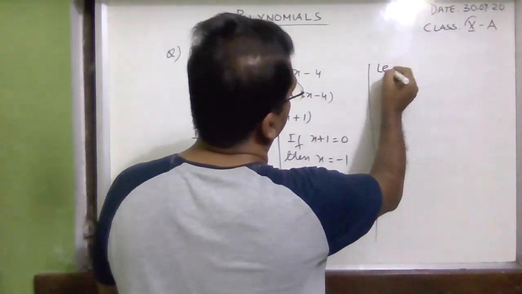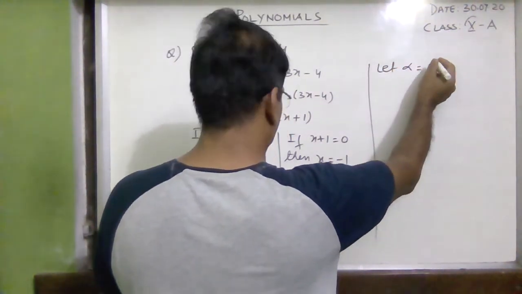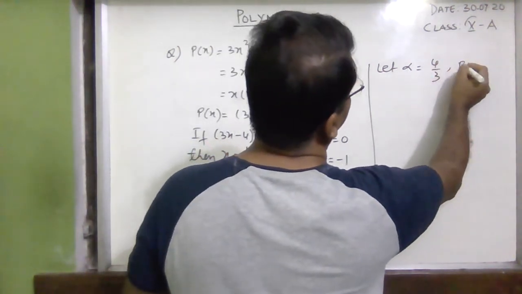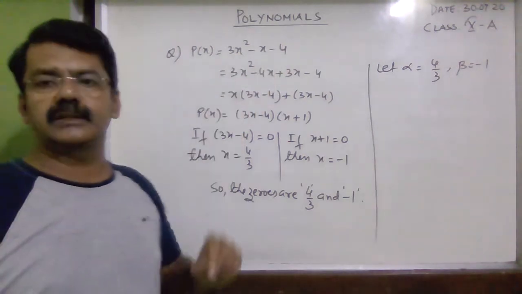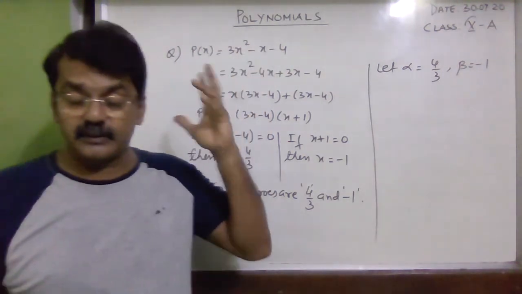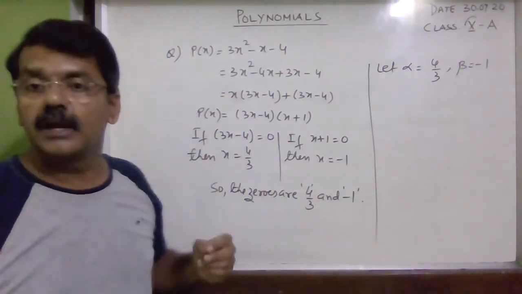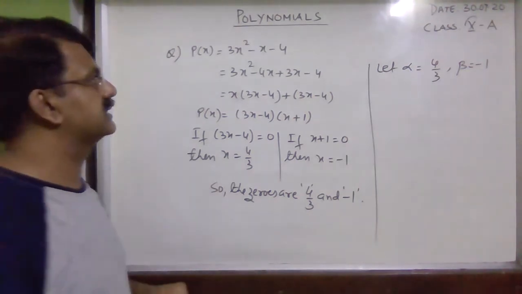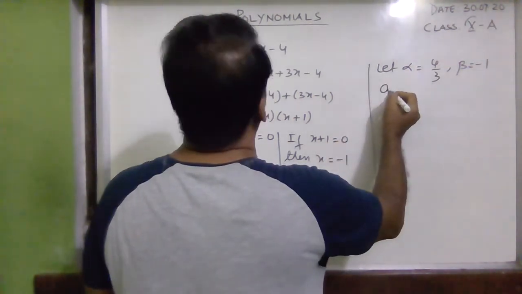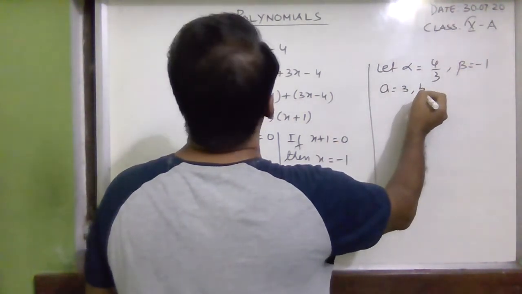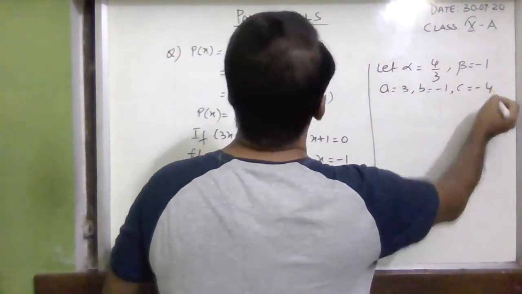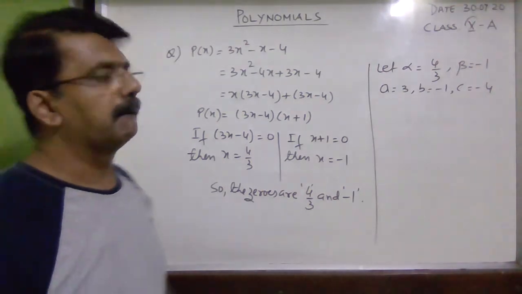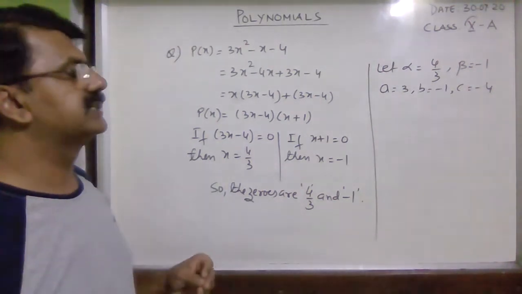Let alpha is equal to 4 by 3, beta is equal to minus 1. And now if you compare this quadratic polynomial with ax square plus bx plus c, then you will get a is equal to 3, b is equal to minus 1, c is equal to minus 4.